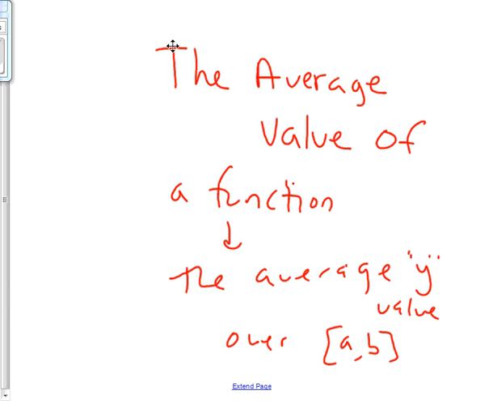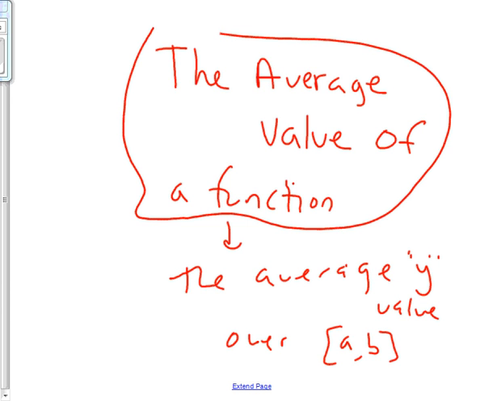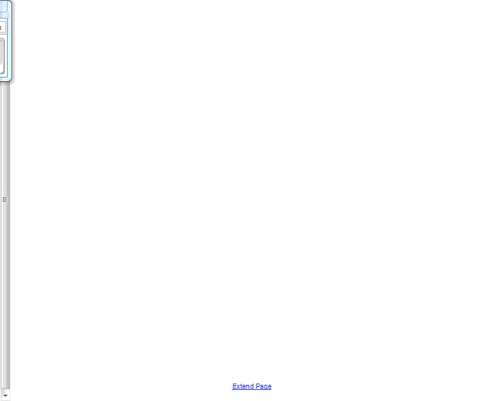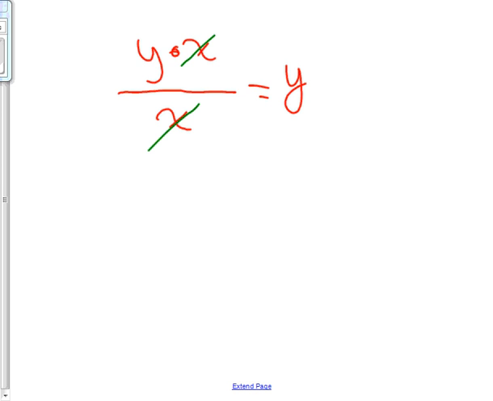So we're looking at the average value of a function, and before we start doing any work with that, let's get a conceptual understanding and hope that this drives our understanding of the topic. Let's say that I have y times x, and then I divide it by x. Now, what does this equal? Well, we know what that equals. We've got an x on the top, x on the bottom. It equals just y.